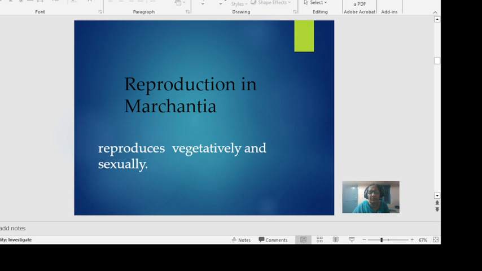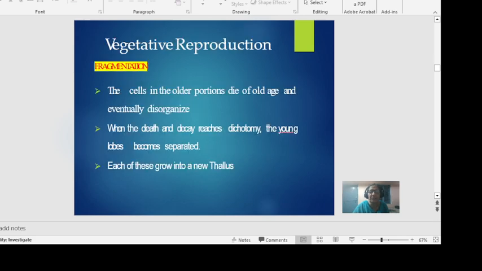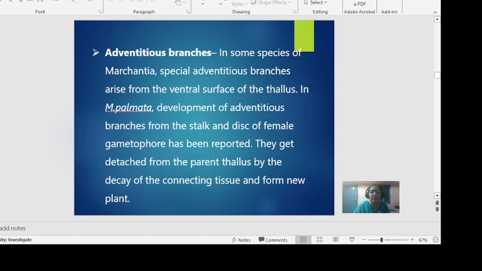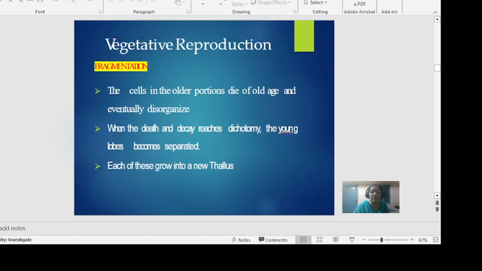If you see the reproduction in Marchantia, it reproduces both vegetatively and sexually. The vegetative reproduction takes place by means of fragmentation, by gemmae formation, and by adventitious branches. When we talk about fragmentation, when the thallus gets older, it dies and gradually disorganizes, and the death and decay reach the dichotomy, and the young lobes become separated. Each of these grows into a new thallus.